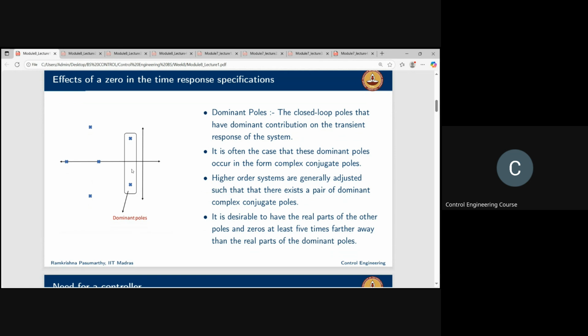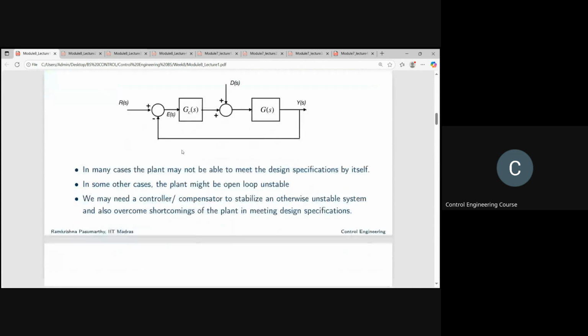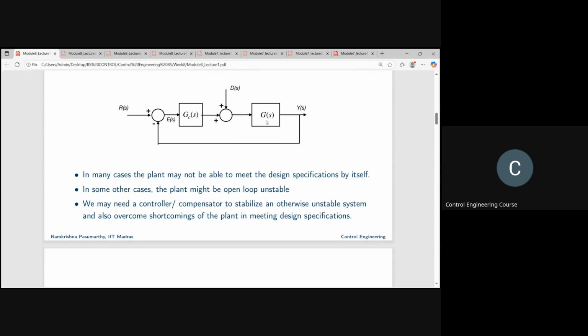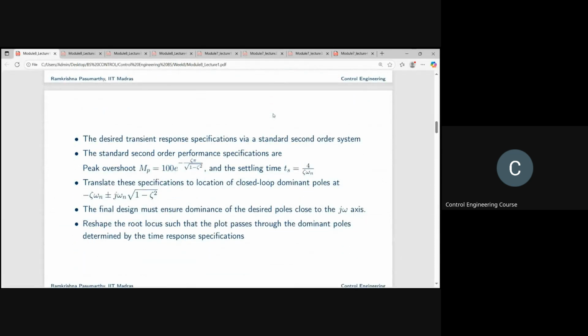Do you get this? Yes, sir. Yeah. So now you have, as usual, GP(s) is the plant and GC(s) is the controller. We want to design GC such that the closed loop system satisfies the design specifications and has a nice margin even though there may be changes in GP(s). So the first step that you have to do is translate this. The poles of a second order system in terms of zeta and omega n are given by this formula. This you remember, right?